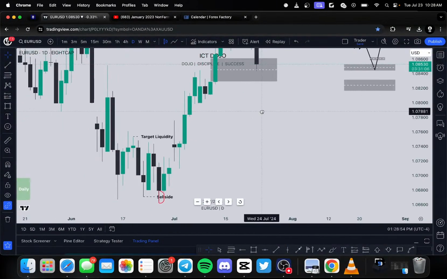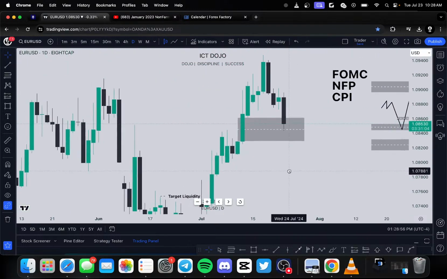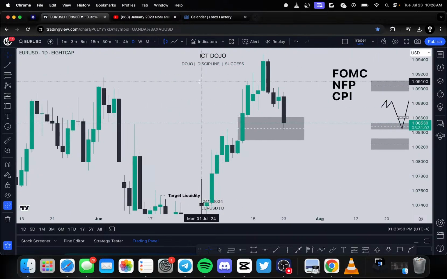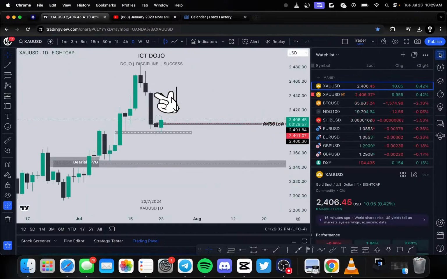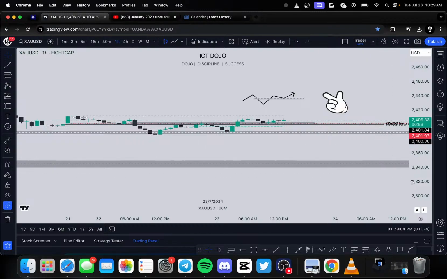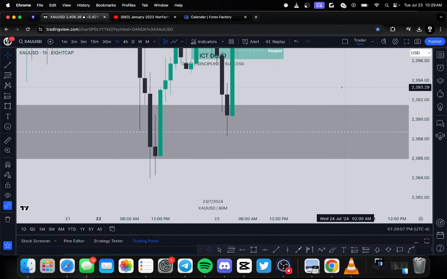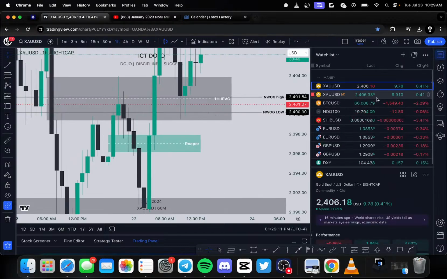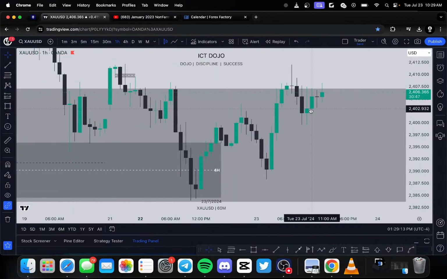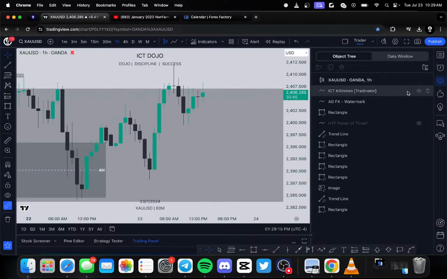Let's see if I can find an example here. One that has already been traded through. I'm gonna go to gold. I guess I'll just use the most recent example on gold. Here, 1 hour time frame. So if I clean up the chart here, let me get rid of this stuff.